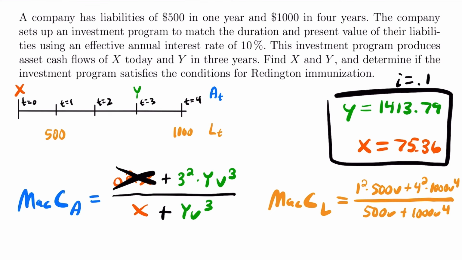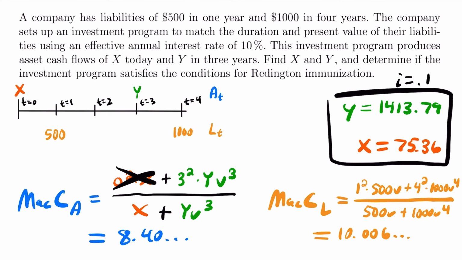So, if you plug these two expressions into your calculator, you'll find that the Macaulay convexity of the assets is equal to 8.40 and some more decimals, and the Macaulay convexity of the liabilities is equal to 10.006 and some more decimals. And so, remember, in order for this investment program to satisfy the conditions for Redington immunization, the convexity for the assets must be bigger than the convexity of the liabilities. But in this case, that's not true. The convexity for the liabilities is bigger than the convexity for the assets, right? 10.006 is bigger than 8.40.